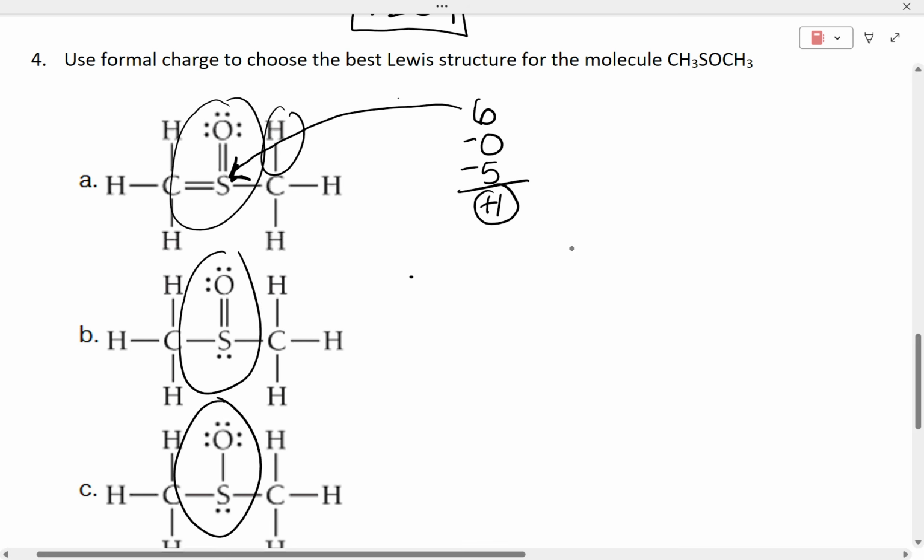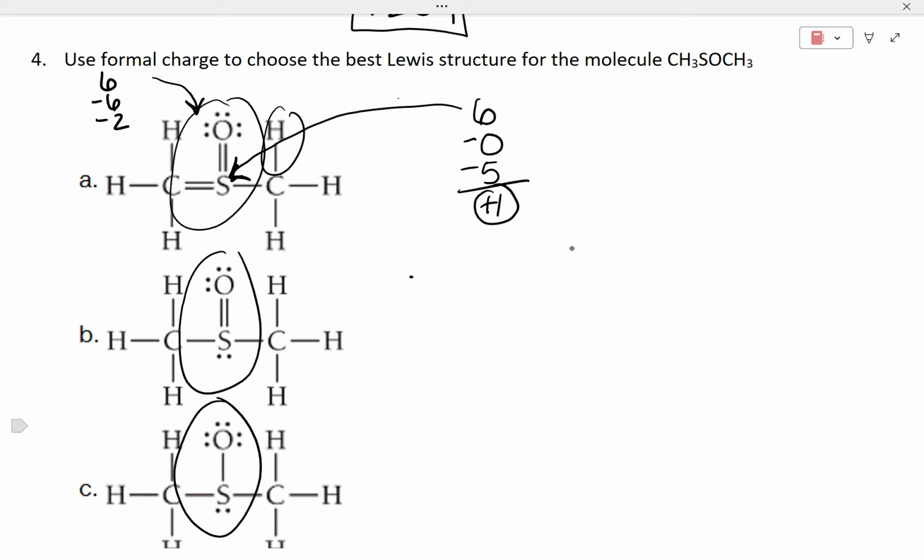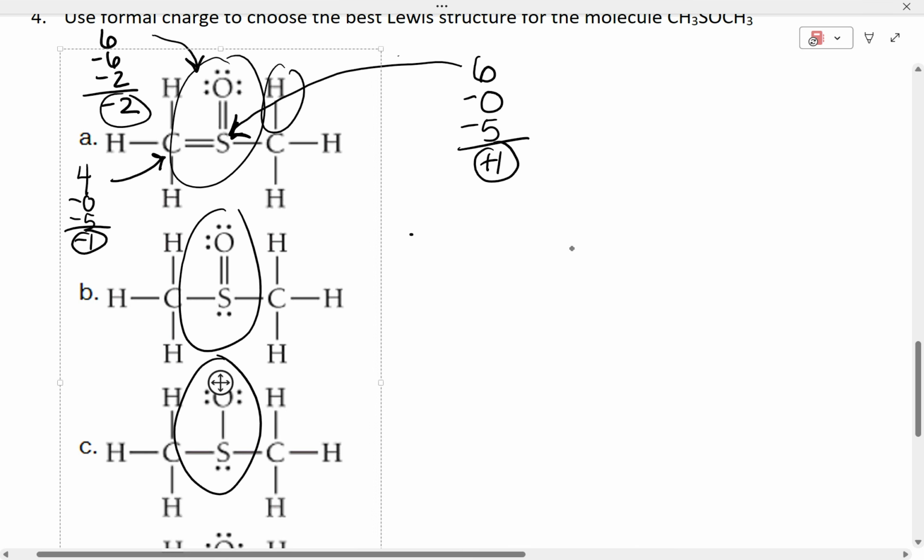All right. My oxygen over here normally has 6 valence. In this picture, it's got 6 dots and 2 lines, 2 bonds. So that gives it a -2 formal charge. So far the structure isn't looking great. I see lots of charges here. And then my carbon over here normally has 4 valence, there are no dots, but there are 1, 2, 3, 4, 5 lines. So my carbon's got a formal charge of -1. So I don't think A is going to be my best structure, but let's move on and look at some other ones. If we look at B, let me erase this.